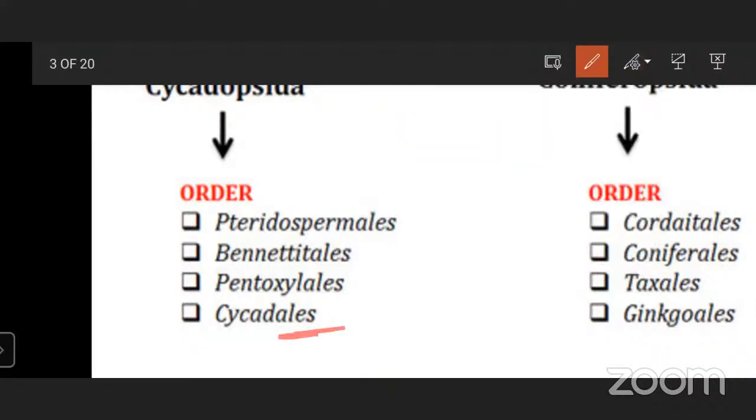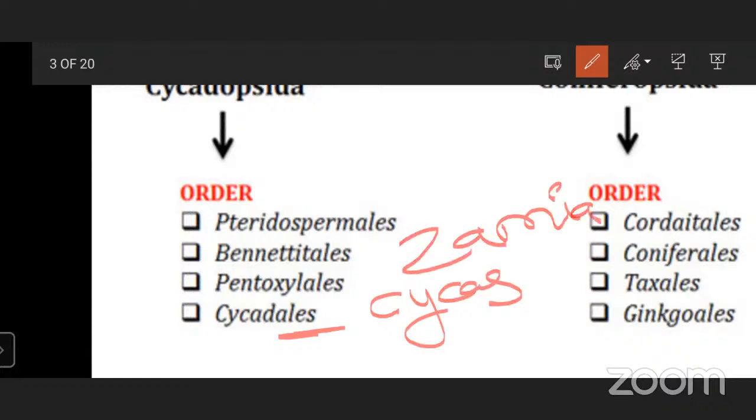This cycadales consists of cycas and zamia. This order cycadales consists of some plants. Examples are zamia and cycas. Okay, these plants are living. So when we observe this cycas, it is most popularly grown as an ornamental plant in gardens as well as lawns at home. Okay.